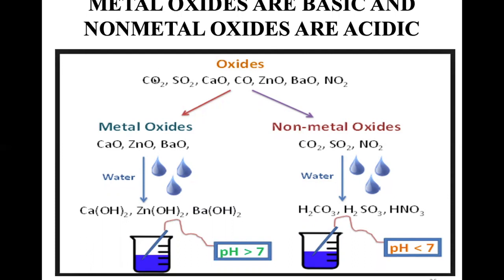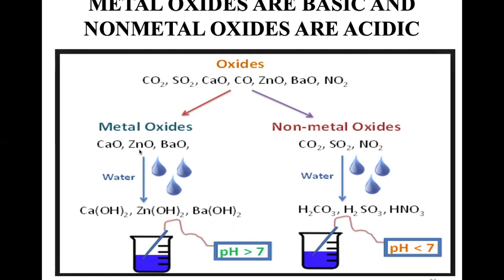Now over here, you can easily identify which is a metal oxide and which is a non-metal oxide. CO2, carbon is a non-metal oxide. Sulfur, non-metal, so it is a non-metal oxide. Understand which are metal oxides and which are non-metal oxides. We have divided them over here. Metal oxides are calcium oxide, zinc oxide, and barium oxide. Non-metal oxides are carbon dioxide, sulfur dioxide, and nitrogen dioxide.